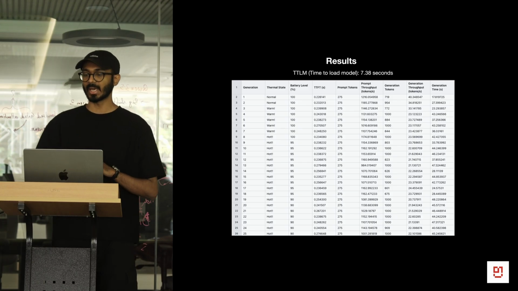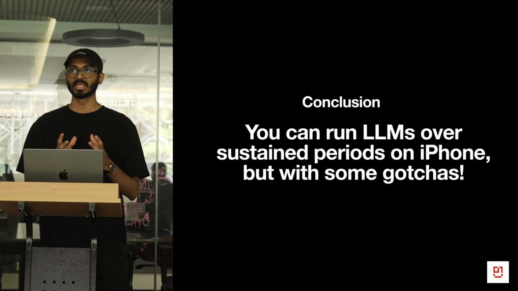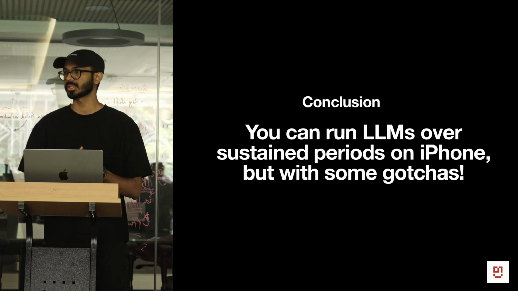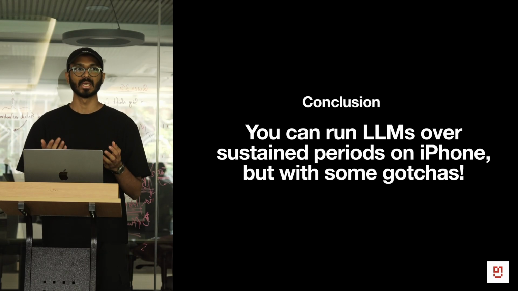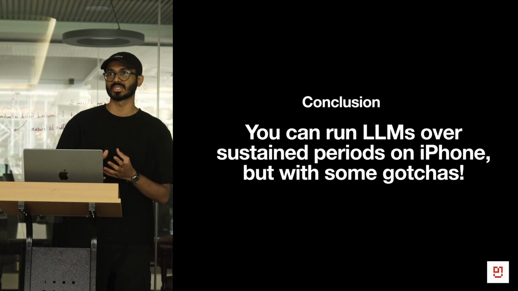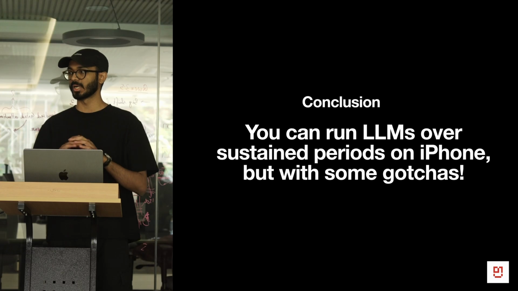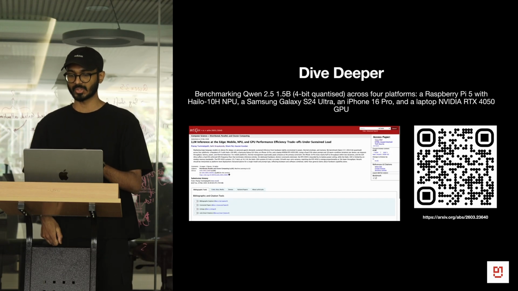So the conclusion is that you can run LLMs over sustained periods on your iPhone, but with some gotchas. The primary issue is the performance degradation caused by thermal constraints. Once the device gets hot, the operating system enforces performance constraints to protect the device. That's why you get this degraded performance very quickly, within 1 or 2 iterations, and it just stays at that level. We actually ran the same experiment on multiple hardware, including a Raspberry Pi, a Samsung Galaxy S24 Ultra, and a laptop with NVIDIA RTX.